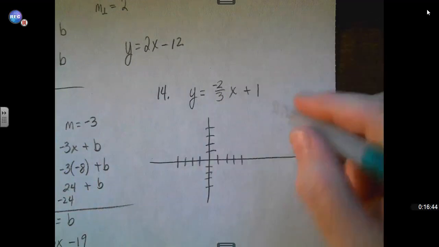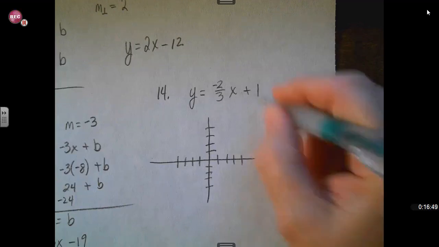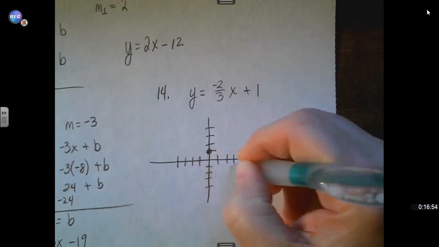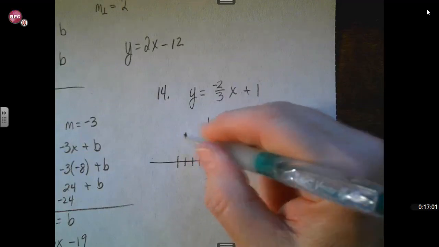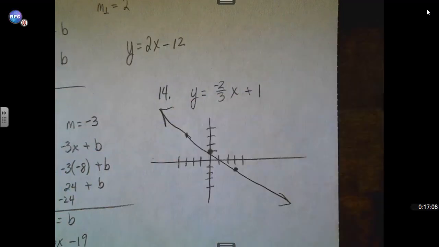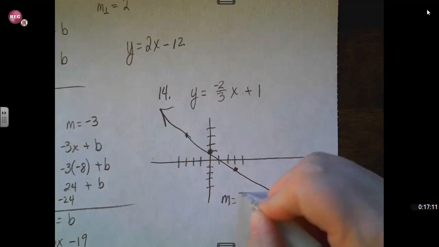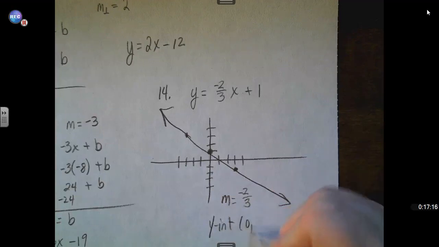So my intercept is 1, and then my slope is -2/3. So I'm going to go down 2 and run 3 to the right, or I could have gone up 2 and run 3 to the left. And oops, I missed that middle dot. Sorry. And there's that line. Okay, and it says identify the slope. The slope is -2/3, and the y-intercept is (0, 1).